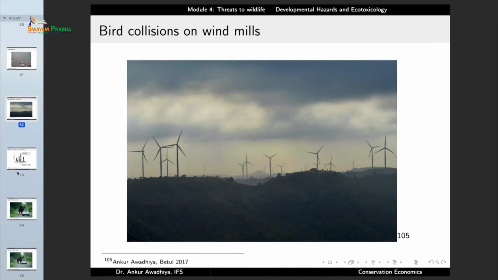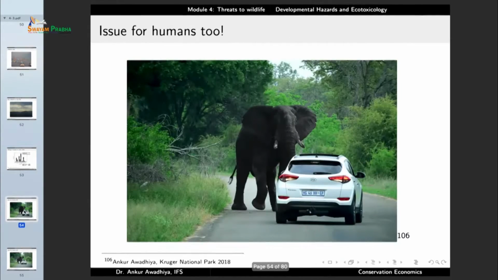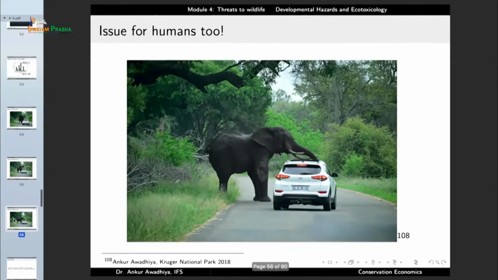We are changing the distribution of species because of our trashing the planet. More and more invasive species are now able to reach more and more areas. And this is an issue not just for animals, but this is an issue for humans. Because ultimately, the well-being of humans is getting impacted because of these conflicts, because of this trashing of the planet.